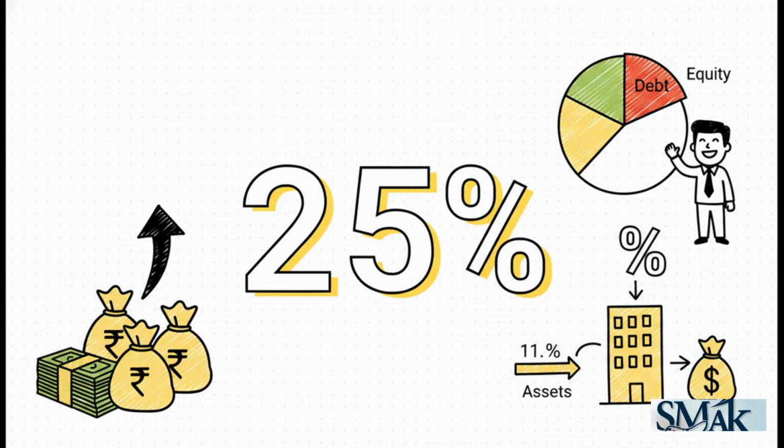It means that for every 100 rupees of their very own money invested in this business, the owner is making 25 rupees in profit. The assets as a whole might only be yielding 11.1%, but because of how the business is structured with debt and equity, the owner's personal return is much, much higher.